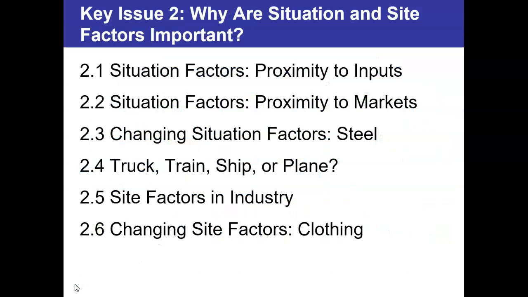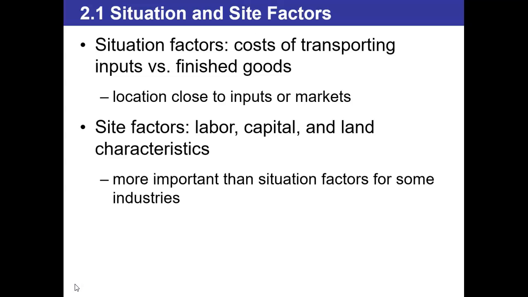Key issue 2, why are situation and site factors important? We'll distinguish the difference between site and situation, looking at where factories may be located. First, let's distinguish the difference between situation and site. Situation factors involve transporting materials to and from a factory. A firm seeks a location that minimizes the cost of transporting inputs to the factory and finished goods to consumers. Site factors result from the unique characteristics of a location. These might include the labor, capital, or land that is available there.